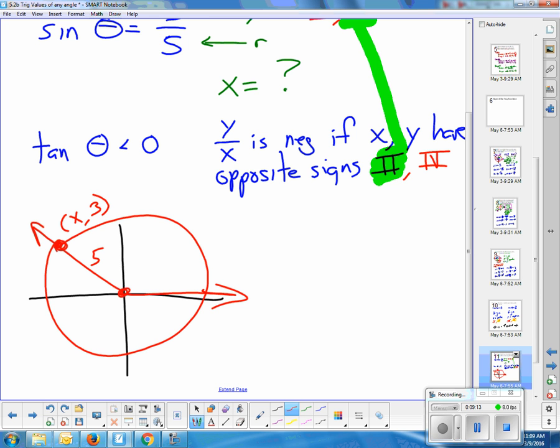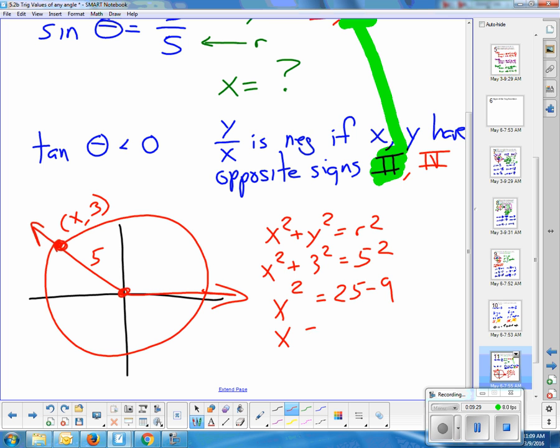So I can use my standard equation of a circle centered at the origin: x squared plus y squared equals r squared. x squared plus 3 squared equals 5 squared. So x squared equals 25 minus 9. So x is going to be negative 4. Well, it's really going to be plus or minus 4, but I'm going to take the negative 4 because I'm in the second quadrant.